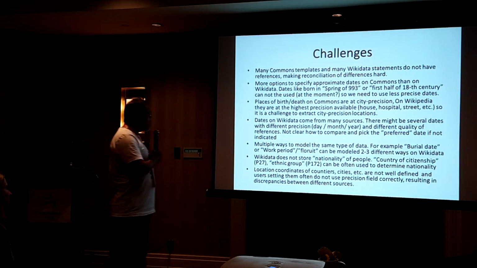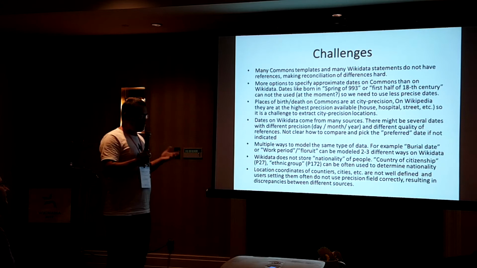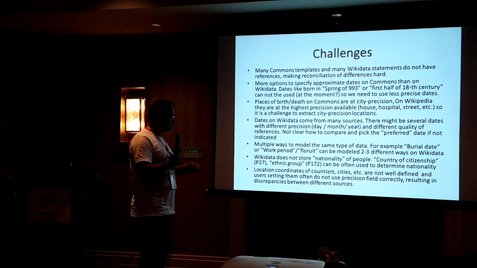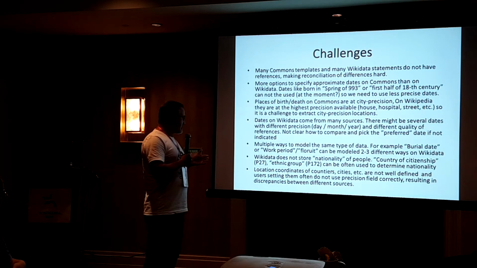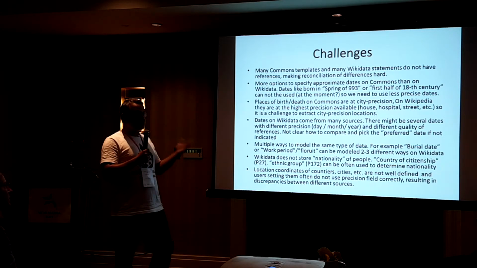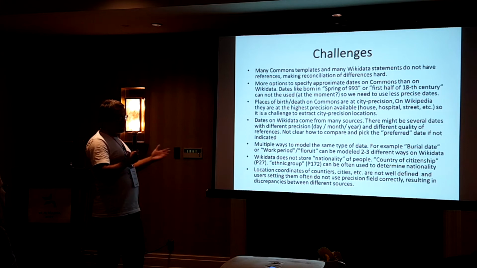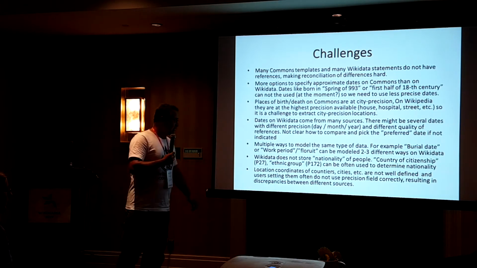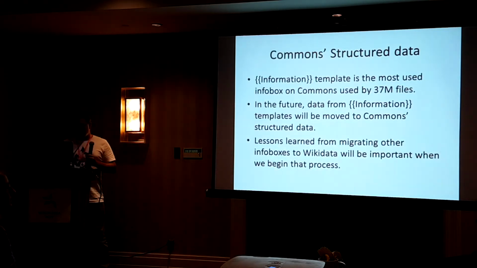I also had a problem with location coordinates. If you have location coordinates for a specific statue, which is standing in the middle of a square, and it's a meter precision, that's great. But if you have location coordinates for France, and it's a meter precision, and you have a different location on Commons and on Wikidata, then you have to somehow recognize that actually both of them are right, and we don't have to worry about it.